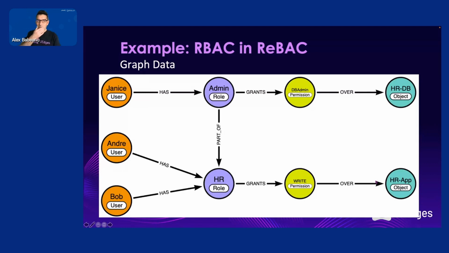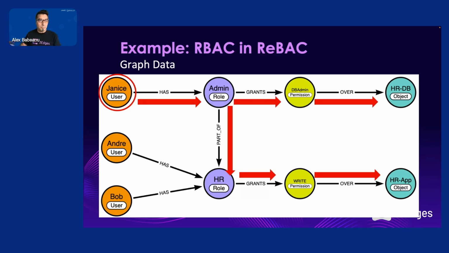Here's a simple example. Here's some data that complies to that schema. We have 3 users, and we have a couple of objects we're protecting, an HR database and an HR application. We have a couple of roles, an admin role and an HR role. So using ReBAC, let's try to answer this question: what does user Janice have access to? As I mentioned, in ReBAC we follow the path between the user and the objects. And if we find a path, we grant access. So here, starting from Janice, we have a couple of paths.